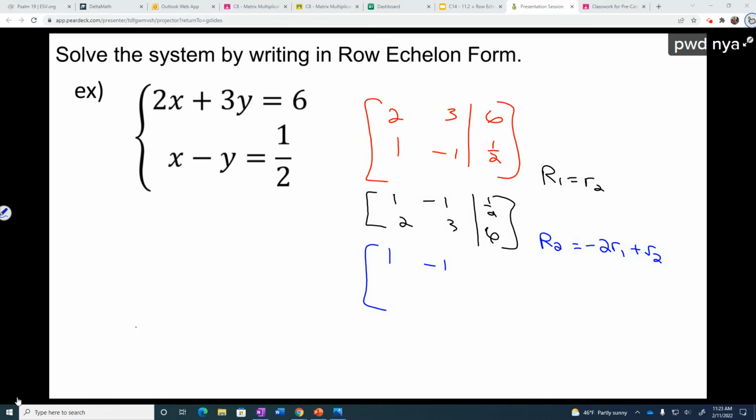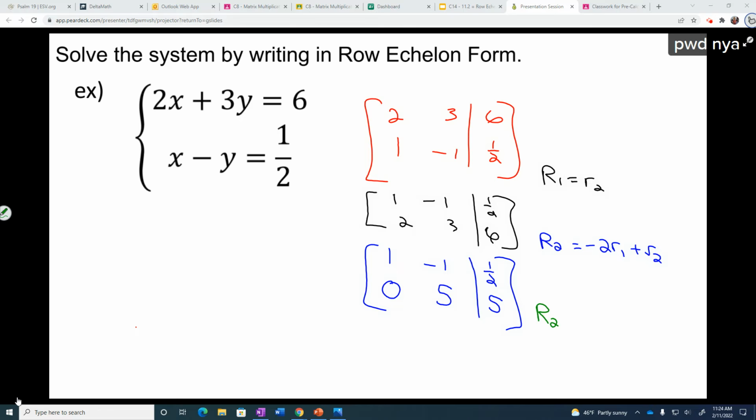So we'll keep the top row. -2 times this, -2 plus 2 is 0. -2 times -1 is +2 plus 3, 5. -2 times a half is just -1 plus 6 is 5. So we just have to do one more. We have to make this a 1. Whenever we try to make something a 1, we just multiply it.